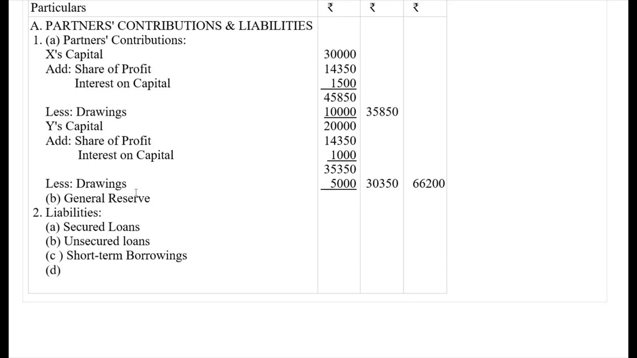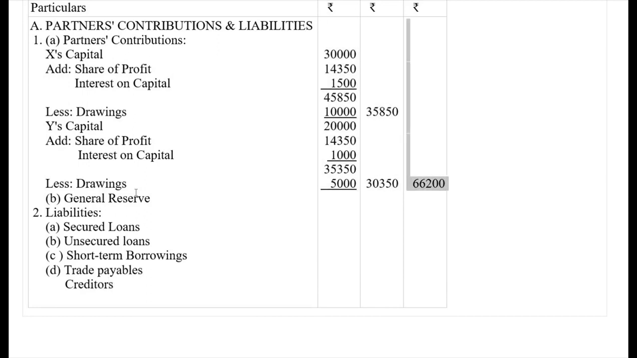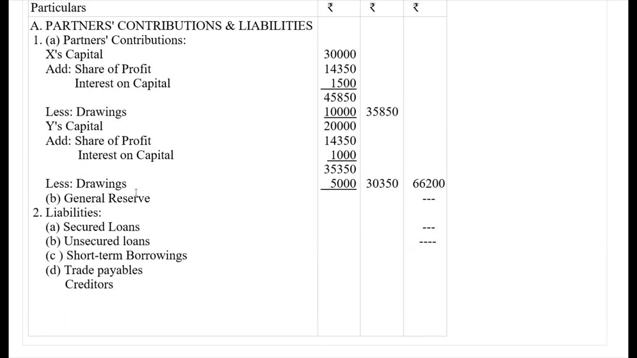Then D, trade payables. So here we have got creditors. So directly let me take the creditors here. General reserve is not there. Then secured loans, it is not there. Unsecured loans, nothing is here. Short-term borrowings, nothing. So the creditors which are given in the problem are rupees 60,000.